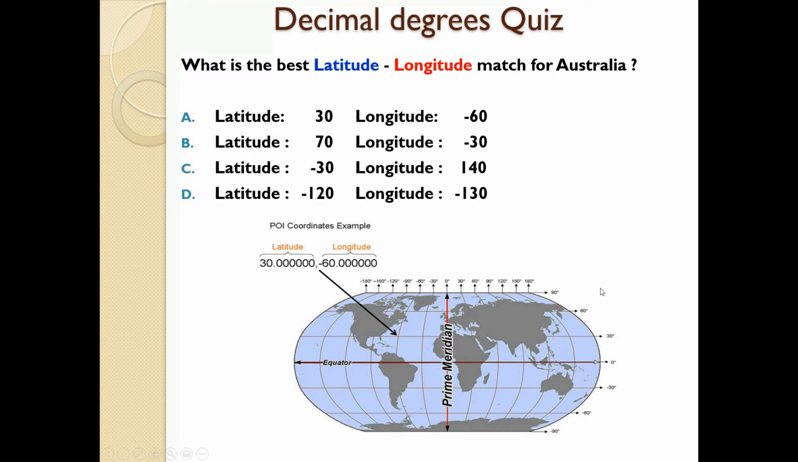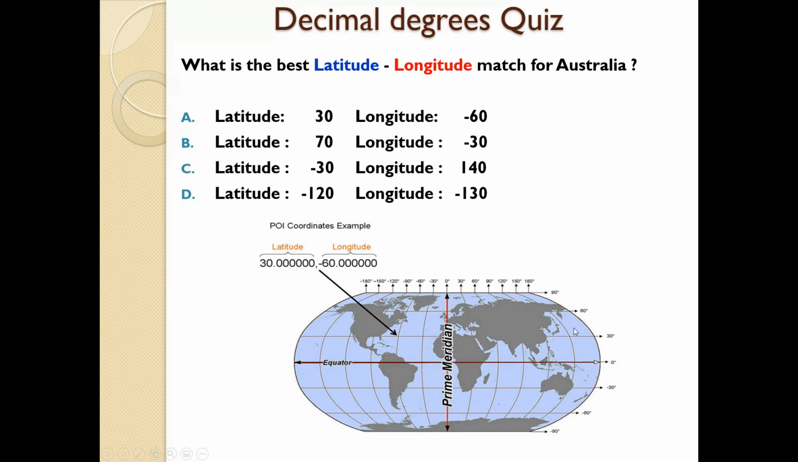Okay, so we know that Australia is down here. It's sometimes called Down Under. Down under the equator, so the latitude, therefore, should be negative. So when we look at these answers here, it can't be A and B because that's positive latitude. So we know those are out. It could be either C or D.